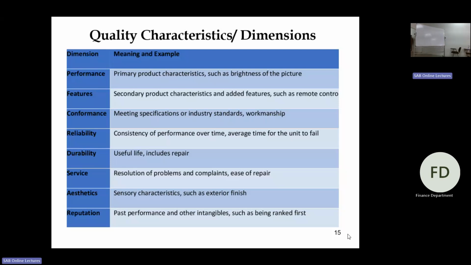Now, performance is one criterion. Features are another criterion. Conformance is another criterion. Reliability, durability, service aspects, aesthetic aspects, reputation, those are the different product quality types. Spend a little time, you may not understand everything. Ask some questions.